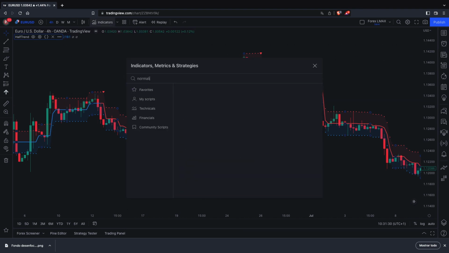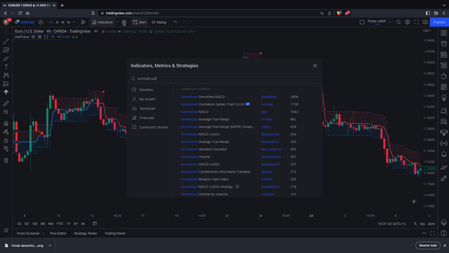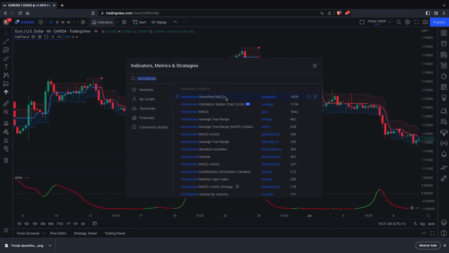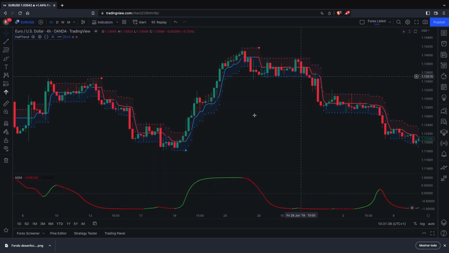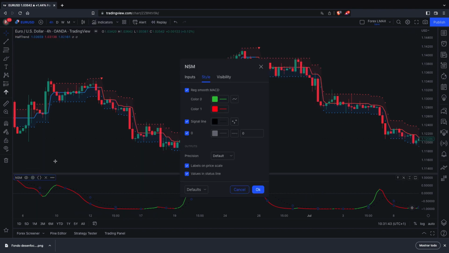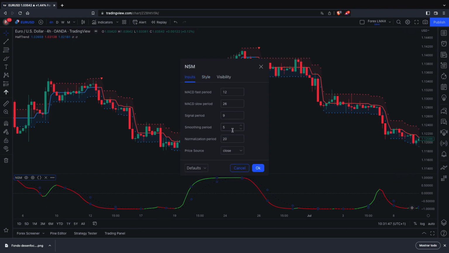Normalized Smooth MACD, NSM, by Dreadblitz. This is a moving average convergence divergence, MACD, normalized with its highest and lowest values over the last normalization period. We only have to change the smoothing and normalization periods to 25.